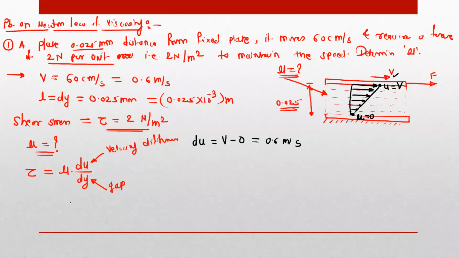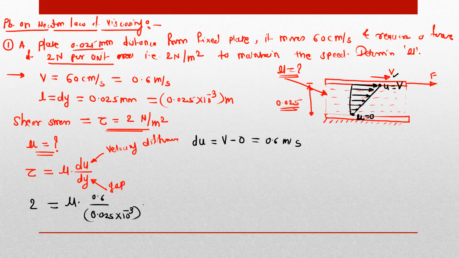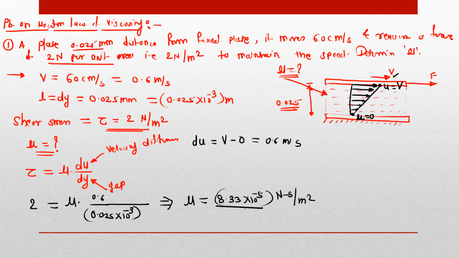So from this you can write tau equal to mu into du by dy. The tau value is given, which is 2, mu is unknown, du is 0.6, and dy, the gap between these two plates, is 0.025 millimeter, so in meter it is 10 to the power minus 3. So this is equal to mu. So just calculate the value of mu. This is 8.33 × 10 to the power minus 5 Newton second per meter square. Okay, so this is the value of the viscosity for the liquid between the two parallel plates.